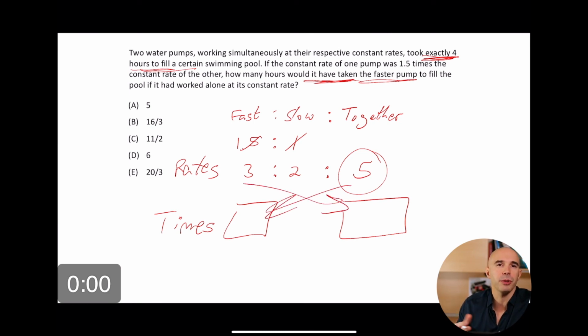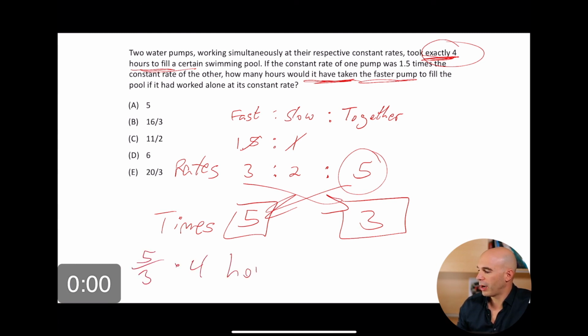because of that reciprocal relationship between time and rate, meaning the faster you are, the less time something would take you, and the slower your rate, the longer it would take you. So there's this kind of reciprocal relationship between them. And you would say, okay, so in terms of time, the fast pump on its own would take 5/3 as long as they do together. But we know how long they take together. That was given. 4 hours. So the fast pump will take 5/3 of 4 hours.